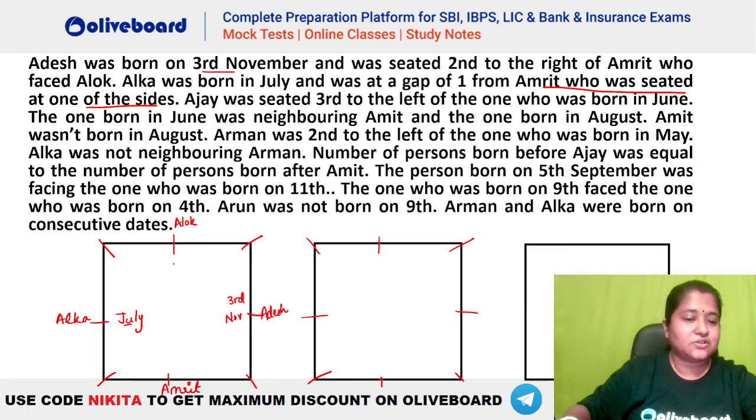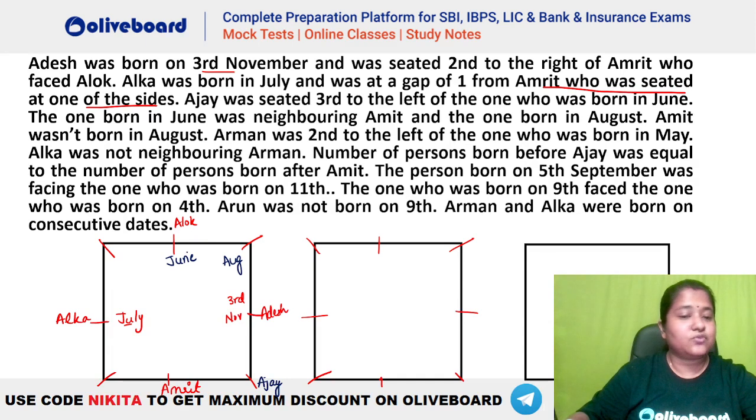Let's write. So this is your June here. Okay. So June is this one. The one born in June, Ajay is 3rd to the left of June. So you can see Ajay has to be this person. This is going to be your Ajay. Ajay is 3rd to the left of June. The one born in June was neighboring Amit and August. Now August and July are consecutive months, so cannot be neighboring each other. So August has to be here.